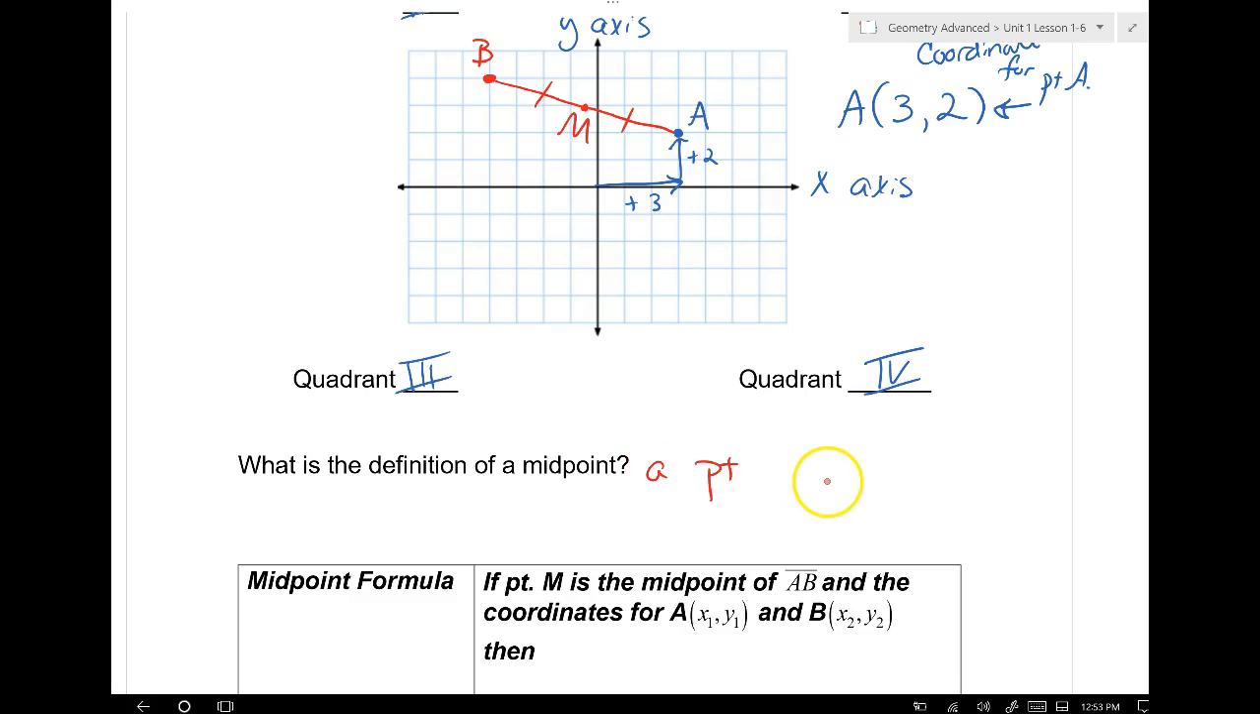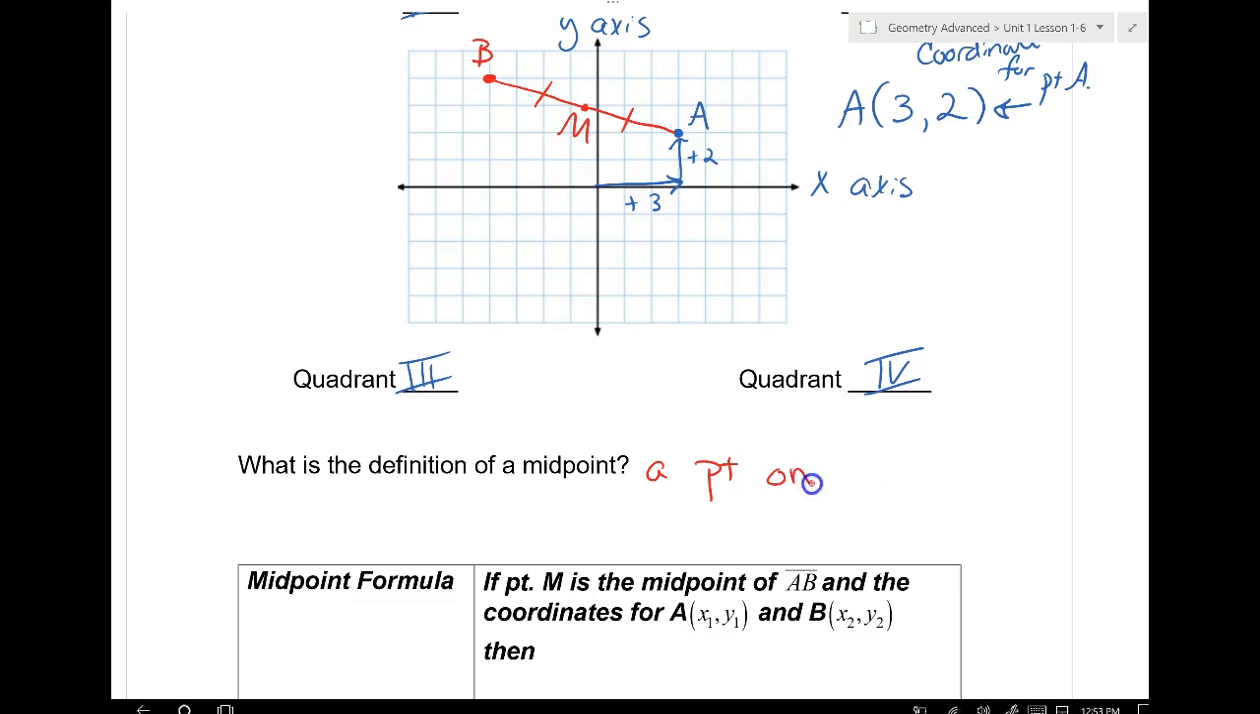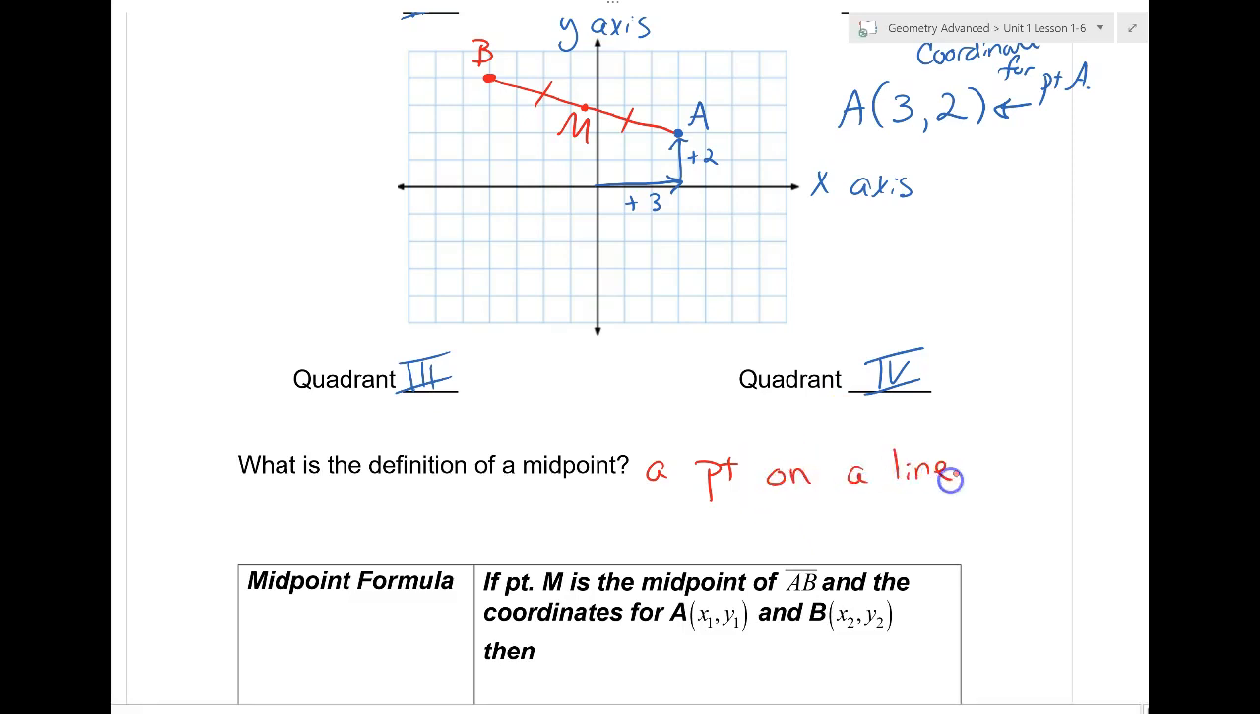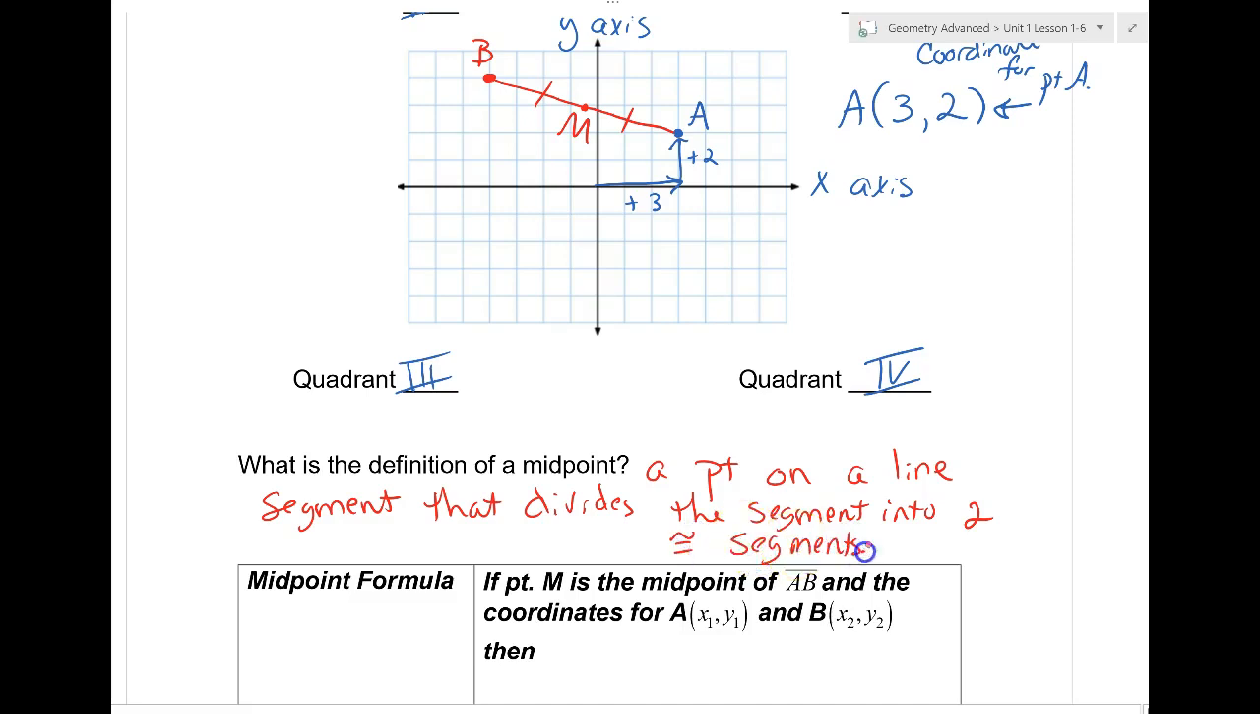Okay, that's the general. If you told me that, I'd know exactly. Keep going. It's a point on a line segment that does what? It's a point on a line segment that divides or separates, you say it the same way, divides or separates the segment into two congruent segments. That's what Peter said.